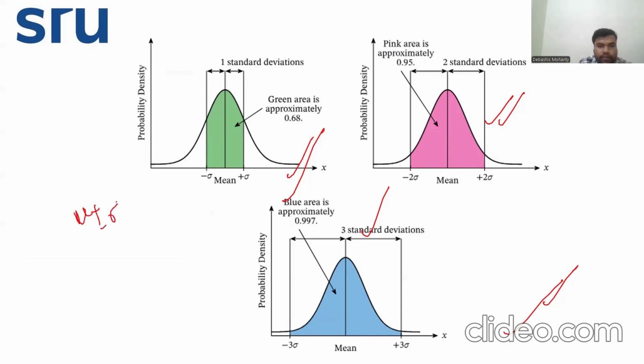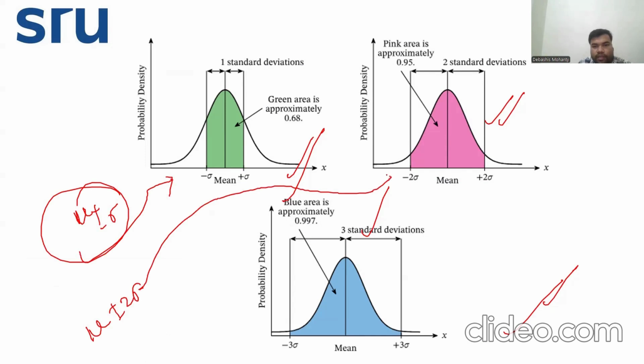Mu plus or minus sigma represents the single standard deviation, and mu plus or minus 2 sigma represents the pink color. Here you can see the pink color. And mu plus or minus 3 sigma represents the blue color. Okay, three standard deviations.